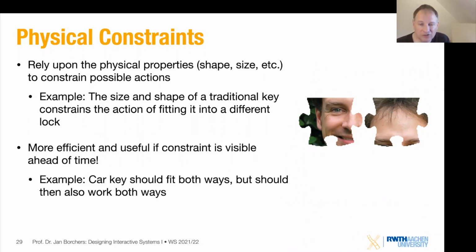Now, these physical constraints can be highly visible and easy to detect ahead of time, and that's good, or they can be hard to detect. For example, a car key can be made to fit both ways, right? And that's the best way to design it, because then I don't need to think about how I need to insert it, right?